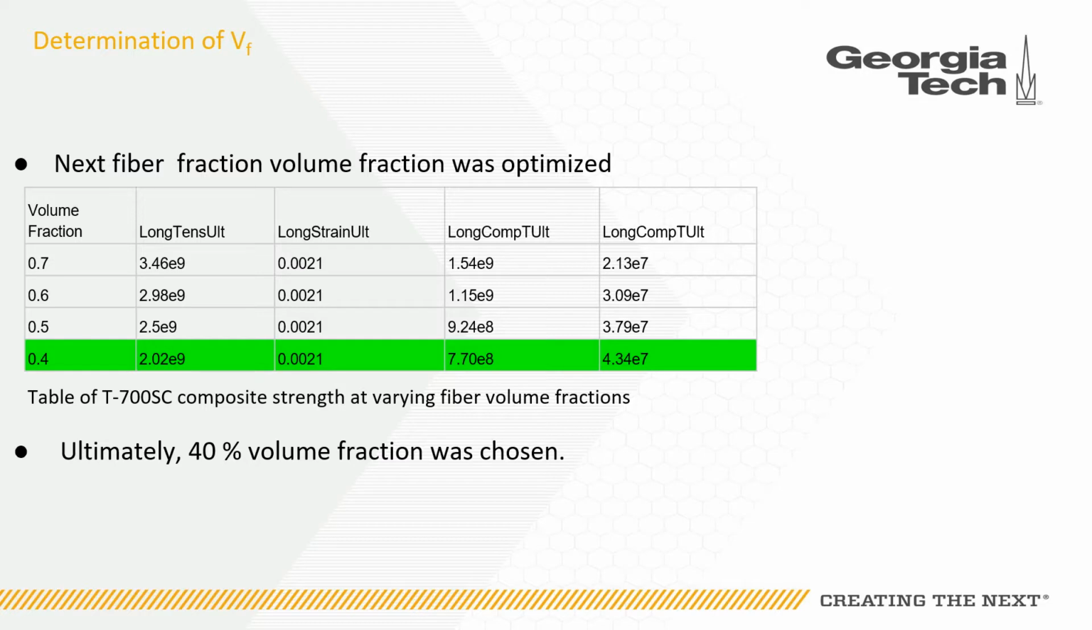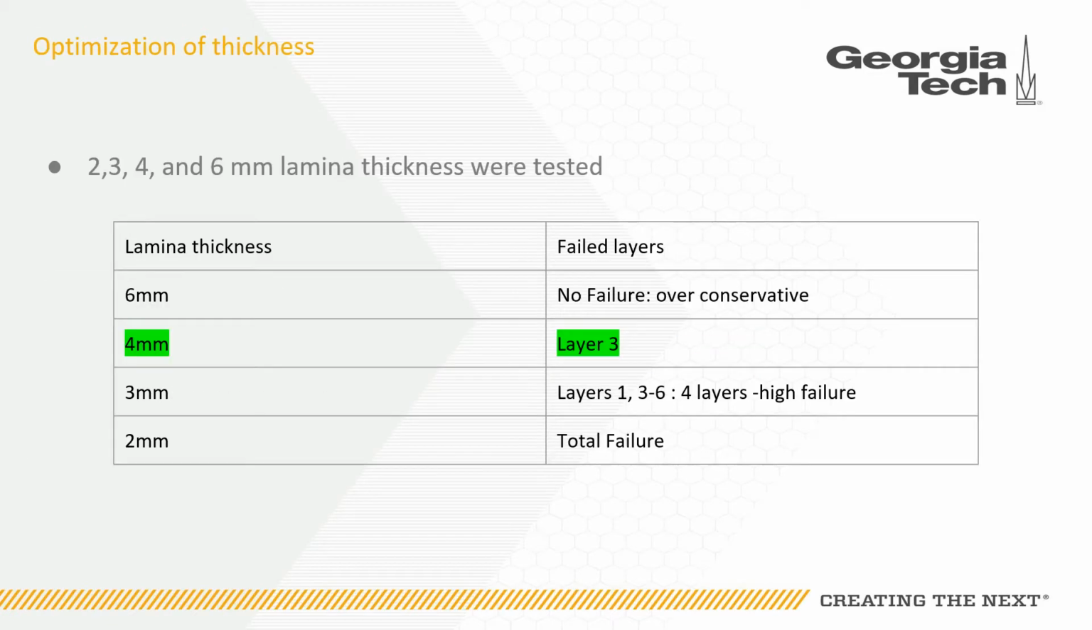Next, the team determined the fiber volume fraction. We studied a range from 40 to 70% fiber volume fraction, as 70 seemed to be the upper limit of commercial production. Ultimately, 40% volume fraction was chosen, as below this resulted in higher failure rates.